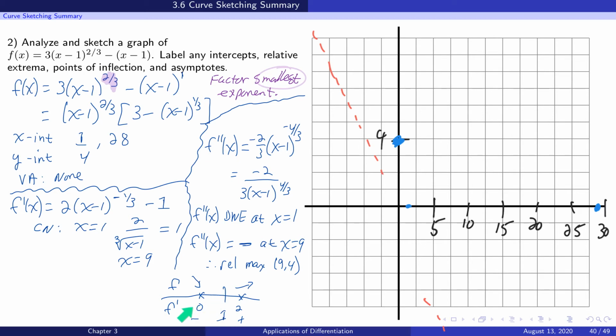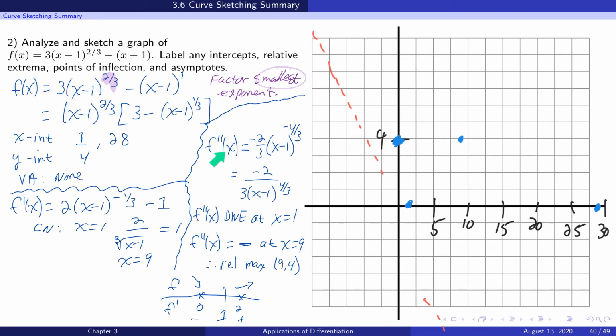So I come down here and say the first derivative at 1 is a critical number. I pick numbers on either side of it, and find out that the first derivative is negative and positive when I plug in 0 and 2. Which means the function is decreasing and increasing, which means at 1, I have a local minimum. So putting those two pieces of information on the plot, I know that I have a relative max at 9, 4, right there. I know I have a relative min at 1, 0, which happens to be the intercept. And now I think I have enough to draw the plot.